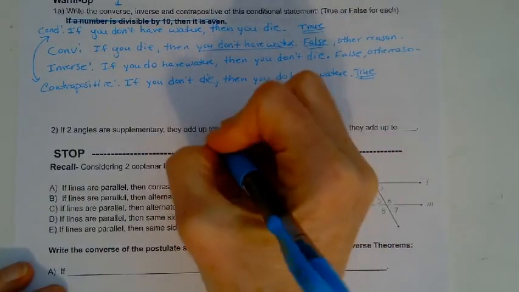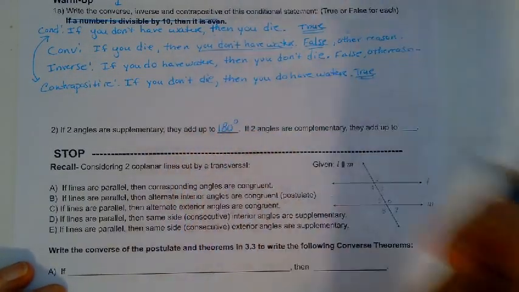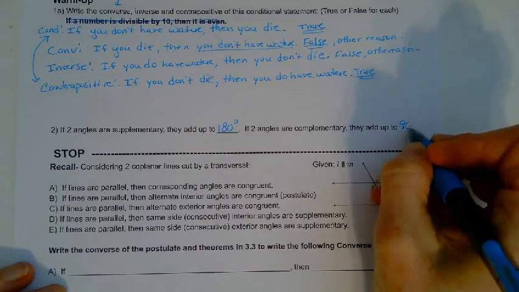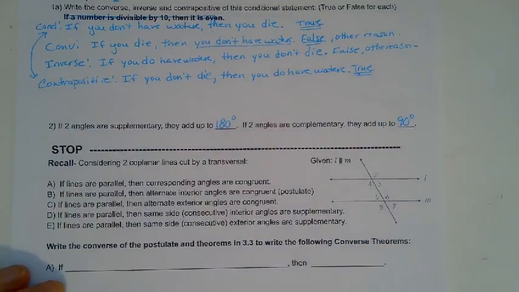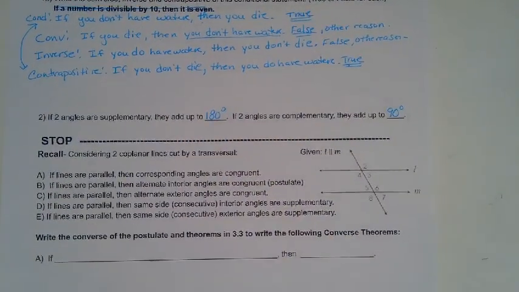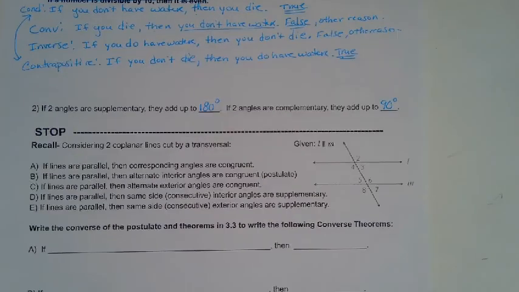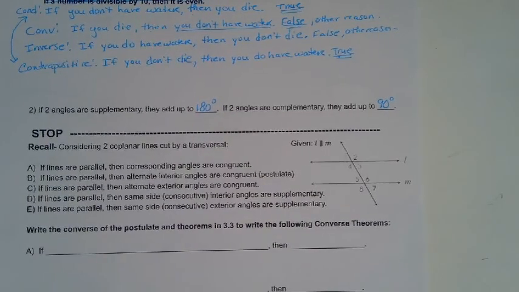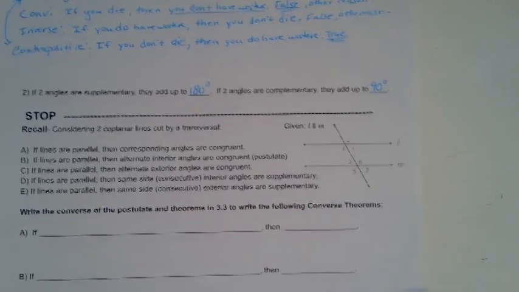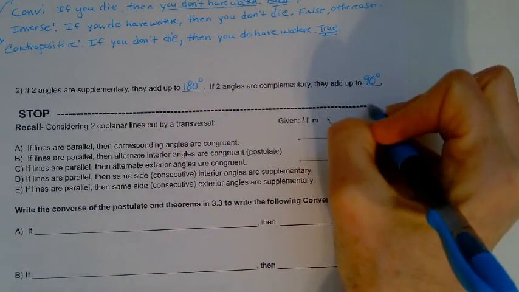All right, if angles are supplementary, they add up to 180 degrees. And if two angles are complementary, they add up to 90 degrees. That's the definition of supplementary, and that's the definition of complementary. The last test we took was on Chapter 3, 3.1 to 3.4. We're still in Chapter 3. This is 3.5.